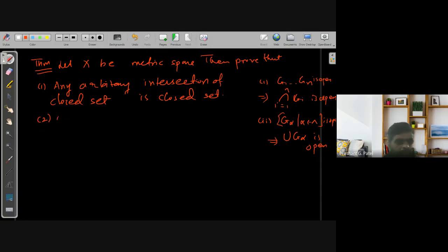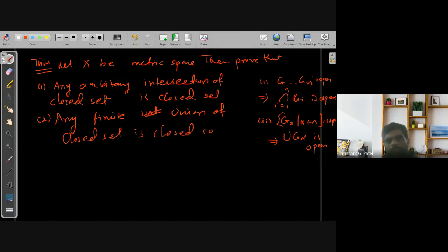Second, any finite union of closed sets is a closed set. So these are the two statements we can have. That means the intersection of closed sets is closed, and a finite union of closed sets is closed. Completely different than the open case. Obviously, why it is so is due to the relation between open sets and closed sets, and using that only we can prove these two statements.